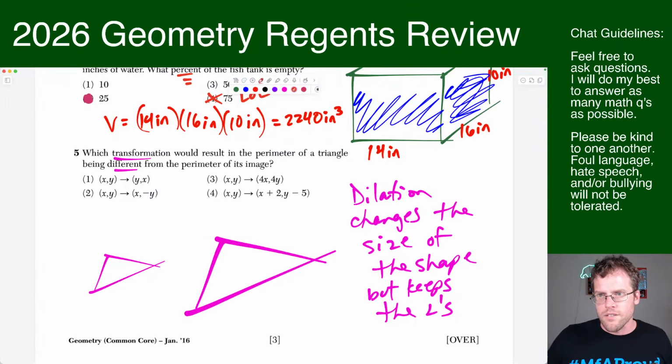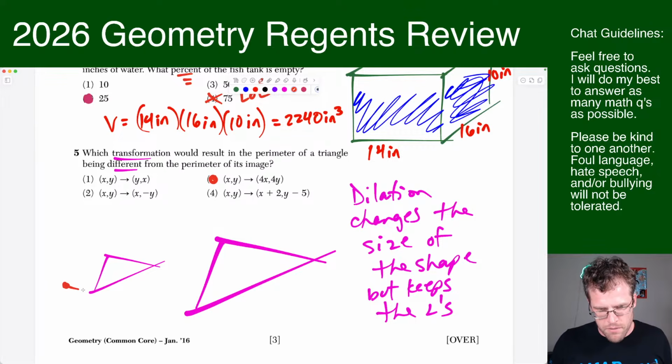So the one that does it is definitely choice 3, because you see they're multiplying the x and y term by 4. So that would make it quadruple. Yeah, triple, quadruple, quintuple. I don't know, I'm a little rusty on that stuff.